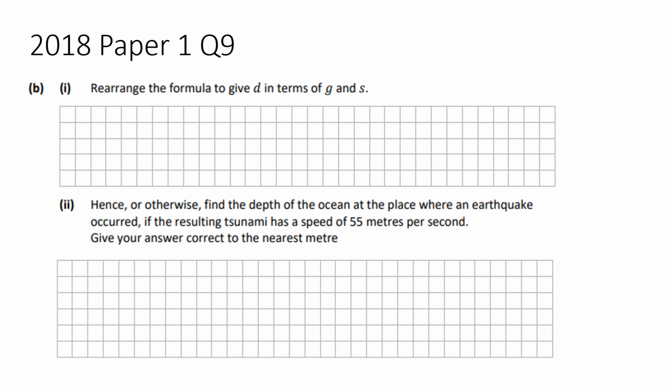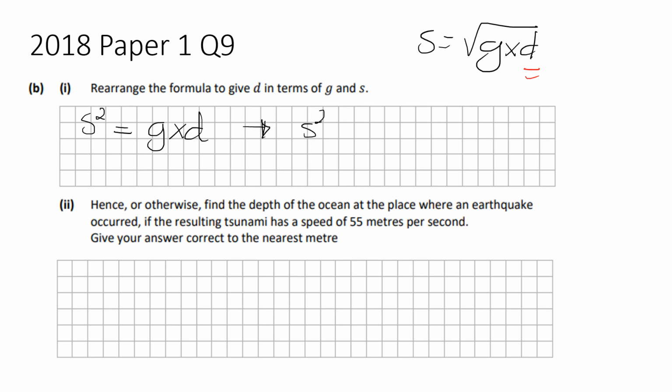For part B, rearrange the formula to give D in terms of G and S. If S is the square root of G times D, what we're trying to do is make D the subject. D is stuck under a square root, so we have to square both sides. That turns into S squared, and the square of the square root of G times D is just G times D, because it gets rid of the square root. To make D the subject, we divide S squared by G, which gives D on its own. So D is equal to S squared divided by G.